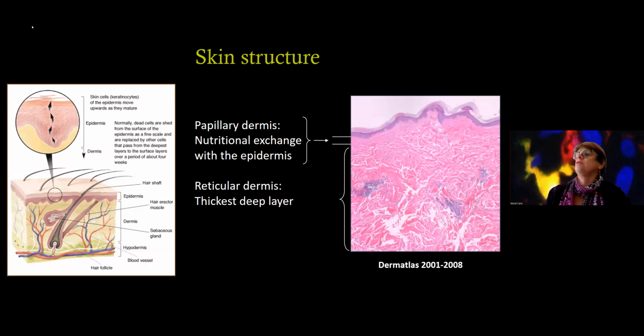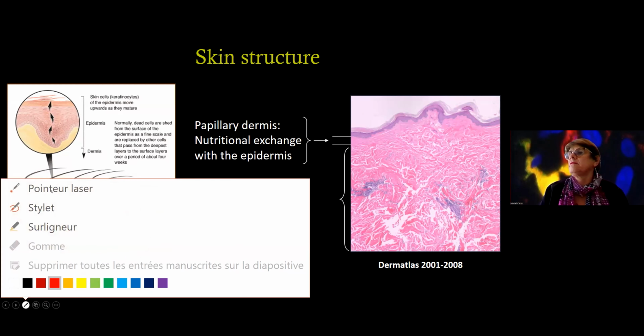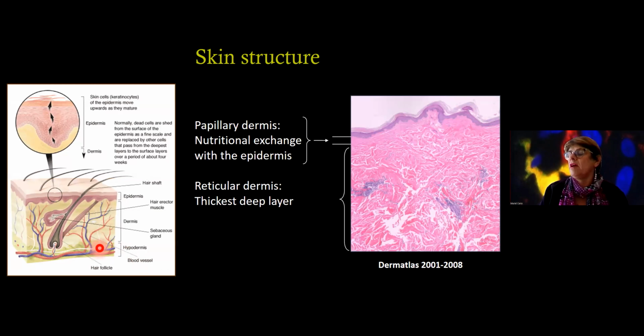So skin structure. Skin structure is composed of 3 layers: the hypodermis, which is the internal layer, which is reserve tissue and which is composed mainly of adipocytes. You have then the dermis. The dermis is the support layer of the skin. It's composed of mainly collagen and elastin.